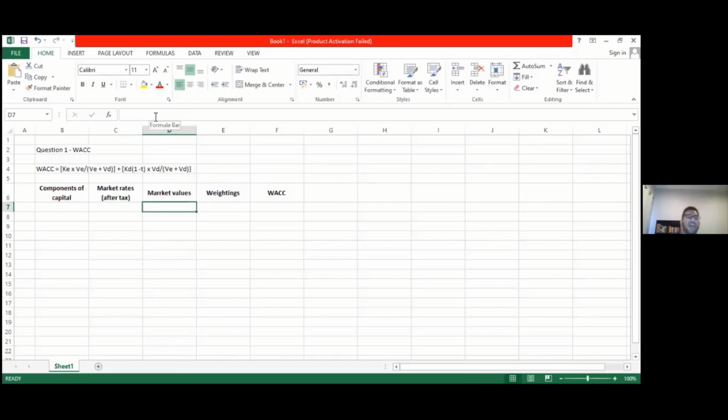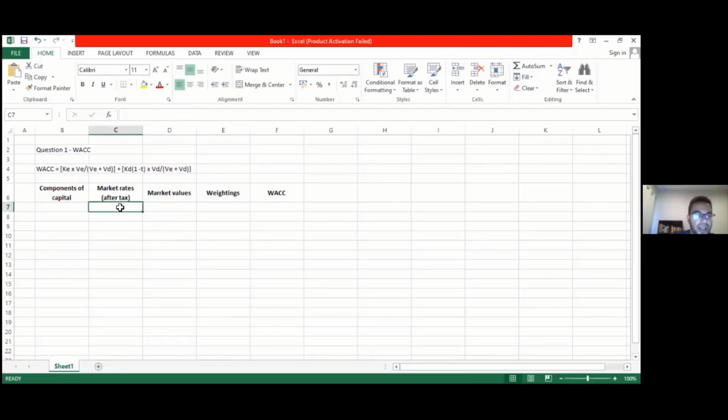So here we have our table. The first thing is to write down the formula. The second thing is to set up your table. Your table must have the three things: components of capital, market rates, and weighting. But remember, in most cases, to get the weighting we need to calculate it using market values, and that is why we have a column for market values. And then that will give us our WACC.